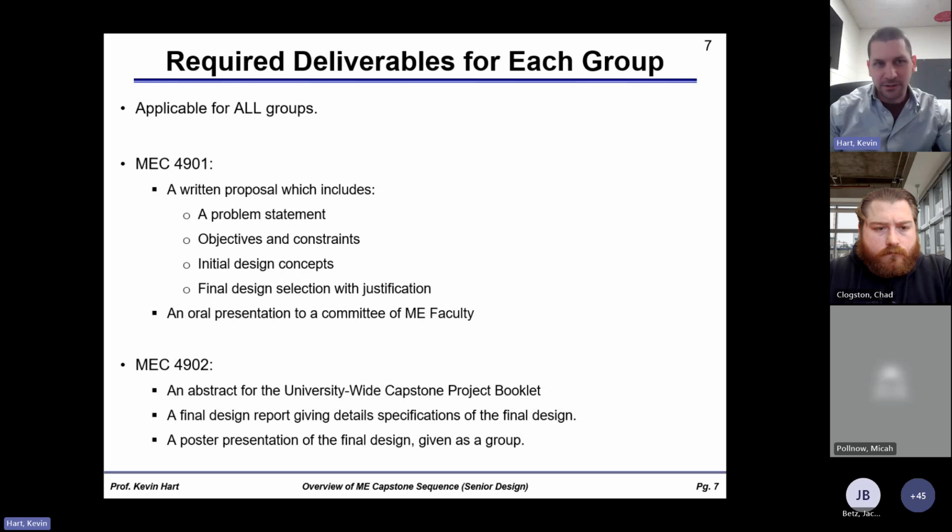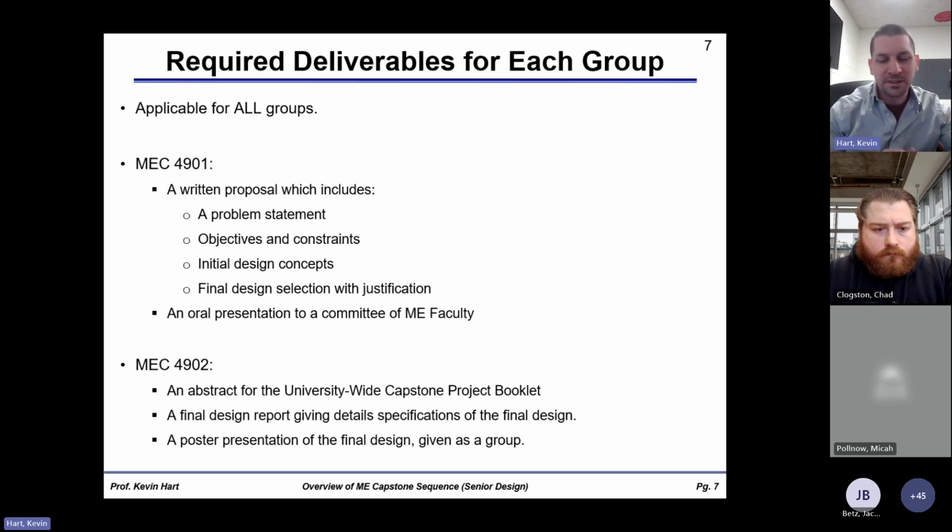There are certain deliverables that are required for every single group. In the fall, that would be a written proposal, which comes at the end of the term, and it details some of these things that I just laid out, right? Problem statements, objective constraints, concepts, and what you propose to actually iterate or prototype on in the spring.